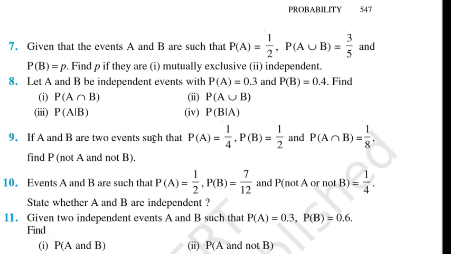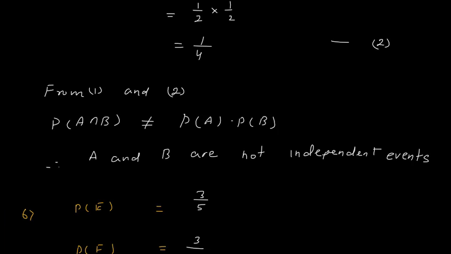7th problem. Given that events A and B are such that P of A is 1 by 2 and P of A union B is 3 by 5 and P of B is p, then find p if they are mutually exclusive, and find p if they are independent.